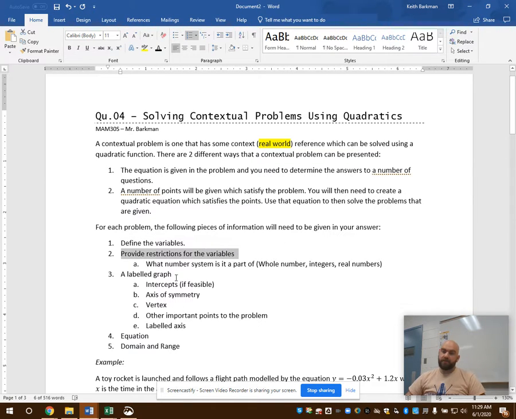Provide restrictions for our variables. Okay, what number system is it a part of? Is it whole numbers, integers, real numbers? Is it all numbers? Do they need to be greater than 0, and so on and so forth? And this will be a little bit more with our domain and range as well.